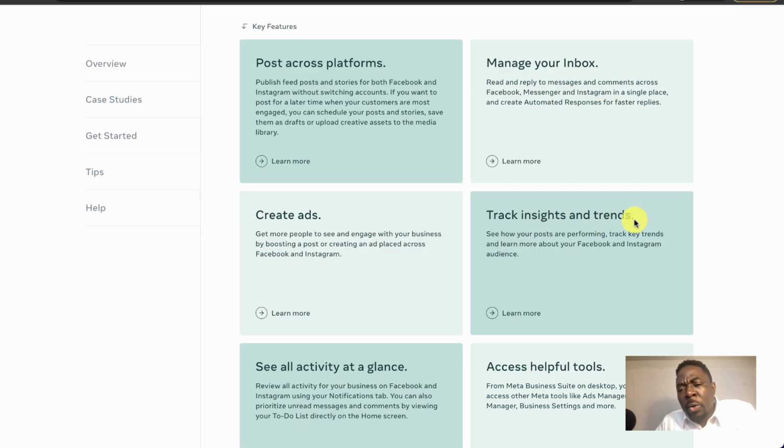Anytime you see anything called insights and trends, you couldn't know what they're talking about unless you've gone through this class we just did. You know what that means. You know what impressions are. You know what reach is. You know what clicks are. You know what users are. You know what leads are. You know what sales are, right? Once you know those things, then you can talk about insight.